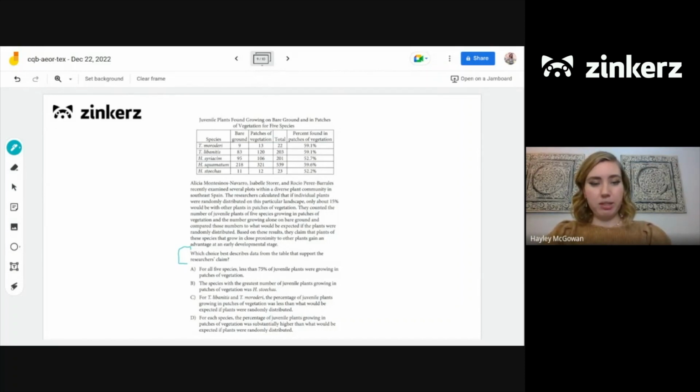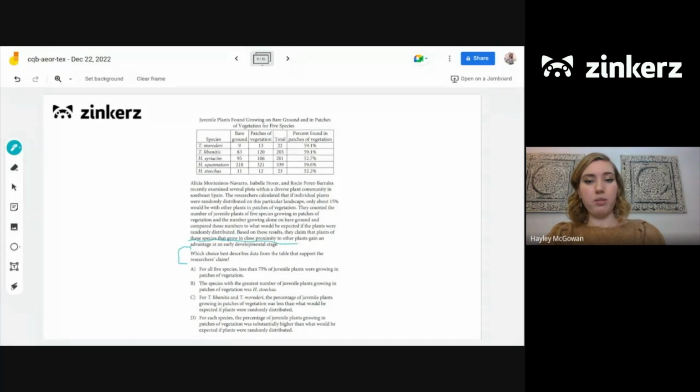So it looks like these researchers recently examined several plots within a diverse plant community in southeast Spain. The researchers calculated that if individual plants were randomly distributed on this particular landscape, only about 15% would be with other plants in patches of vegetation. They counted the number of juvenile plants of 5 species growing in patches of vegetation and the number growing alone on bare ground and compared those numbers to what would be expected if the plants were randomly distributed. Based on these results, they claim that plants of these species that grow in close proximity to other plants gain an advantage at an early developmental stage.